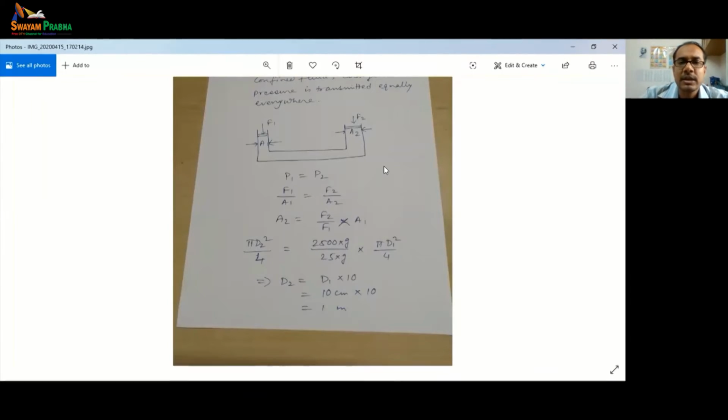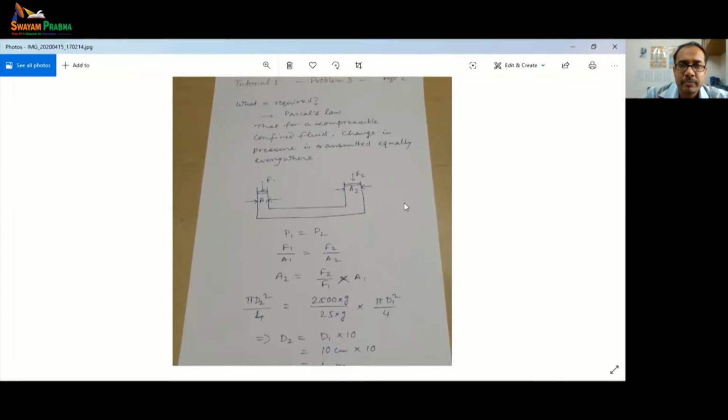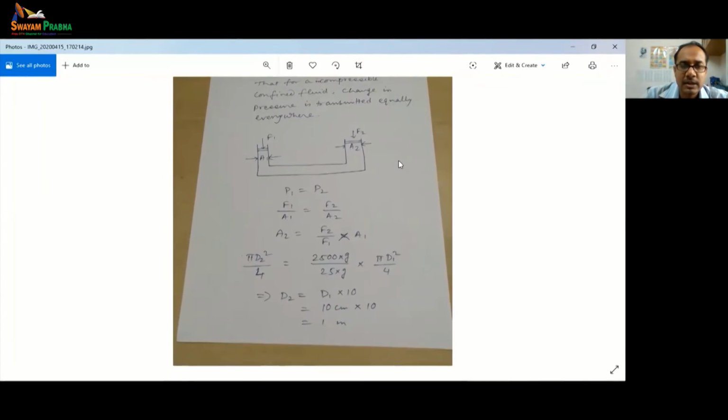So you can see, to raise the much larger weight, you have to use a much larger area, but not as large, because the weight was 100 times larger, but here you are only having 10 times. That means square root of that 100 in the diameter. So that gives us another concept, Pascal's law, which is related to the pressure.